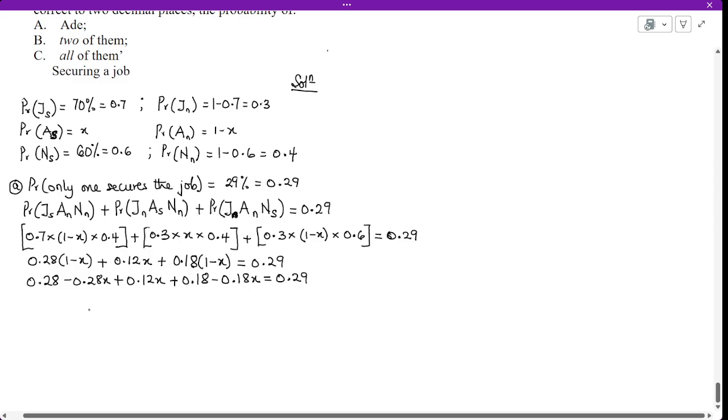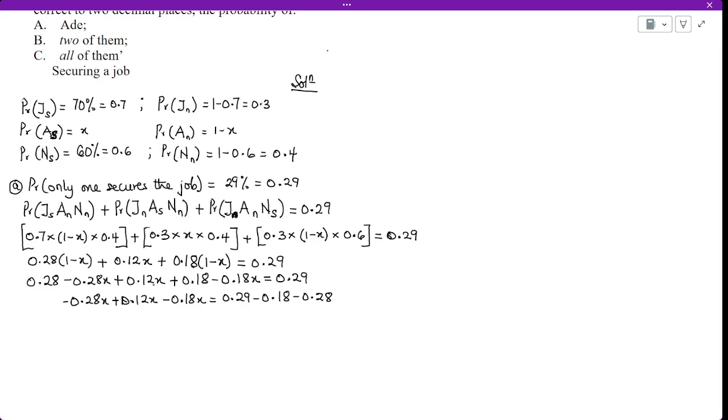So now the next thing is to group like terms. I have negative 0.28x, then positive 0.12x, then negative 0.18x again. Then I'm going to group the constants, which is 0.29. When 0.18 goes, I have negative 0.18. Then the next one becomes negative 0.28, right? So let's see, we have 1, 2, 1, 2, 1, 2, 3, good.